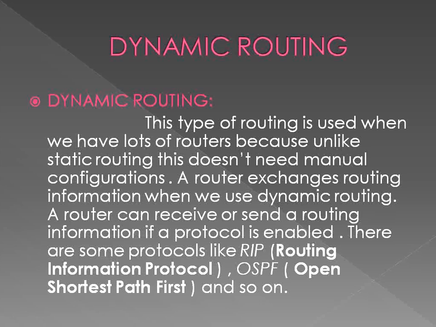Dynamic routing. This type of routing is used when we have lots of routers because, unlike static routing, this does not need manual configurations. A router exchanges routing information when we use dynamic routing. A router can receive or send routing information if a protocol is enabled. There are some protocols like RIP (Routing Information Protocol), OSPF (Open Shortest Path First), and so on. Today we'll try RIP.